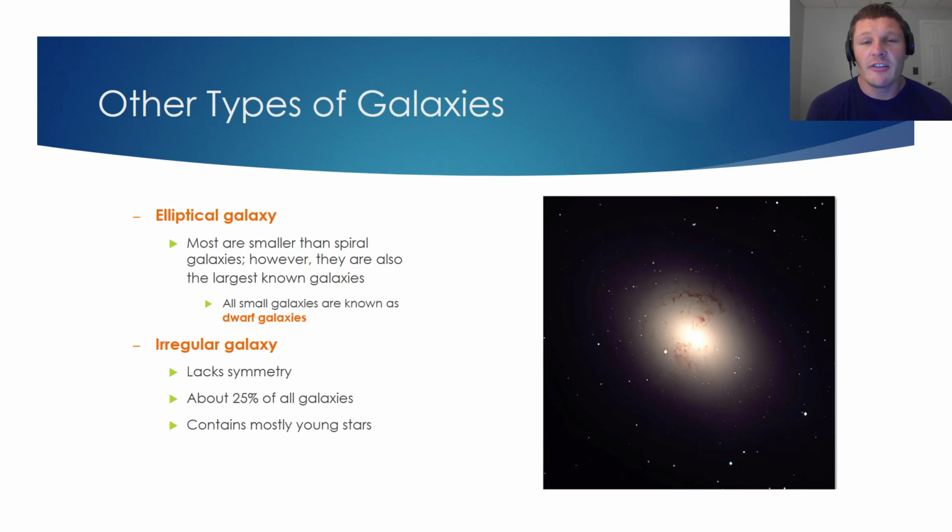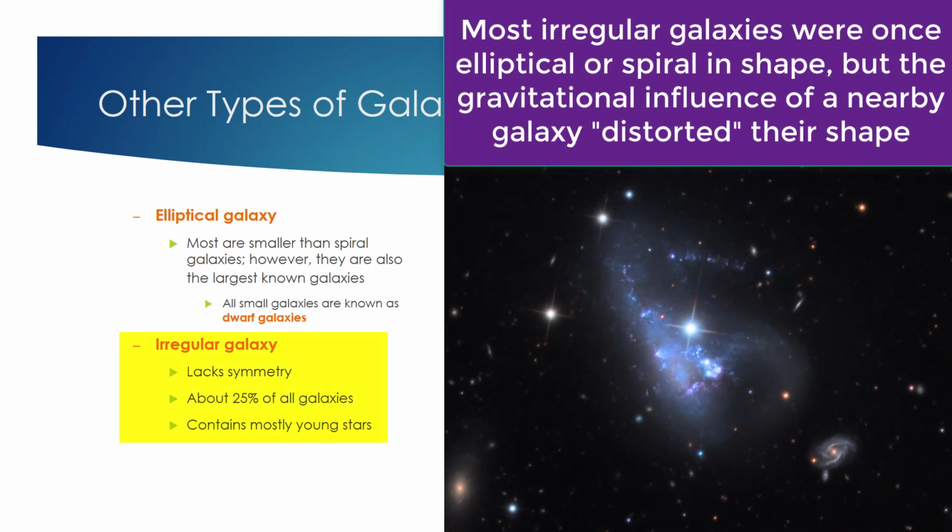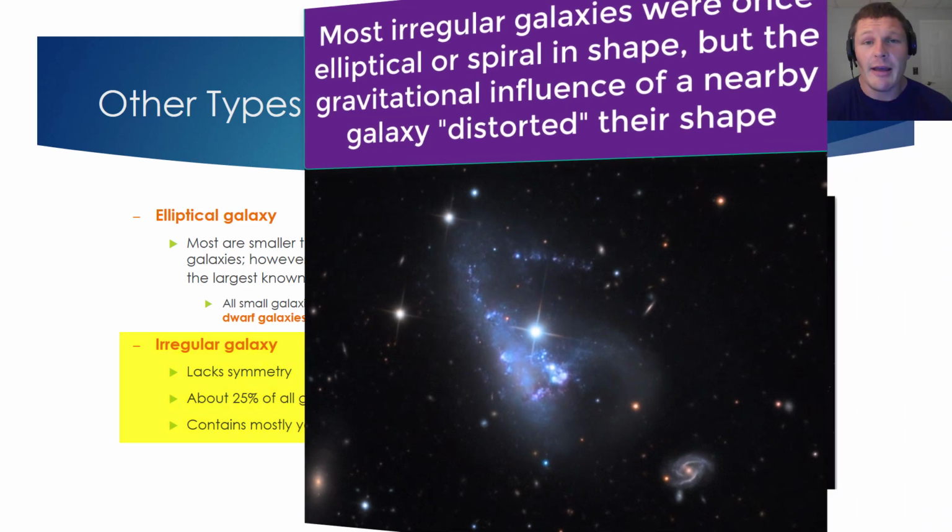The final type of galaxy that we'll consider is the irregular galaxy. Irregular galaxies will lack symmetry, and they make up about 25% of all galaxies that we observe. Irregular galaxies will contain mostly young stars. At one time, many of these galaxies were spiral or elliptical galaxies, but the gravitational effects of a neighbor galaxy distorted their shape.